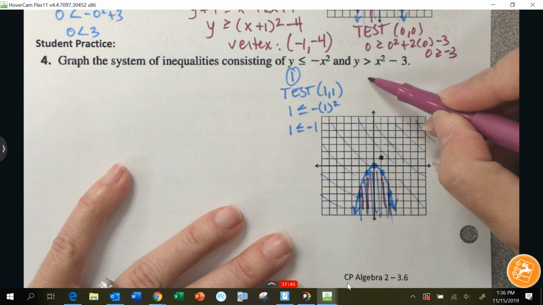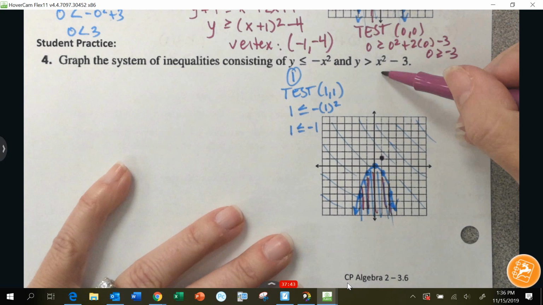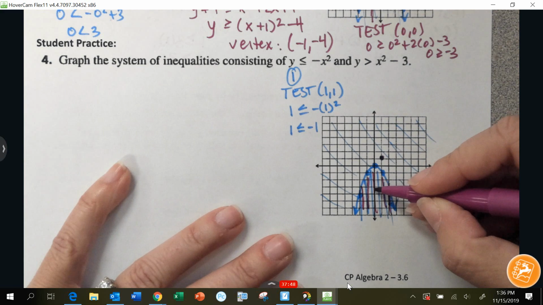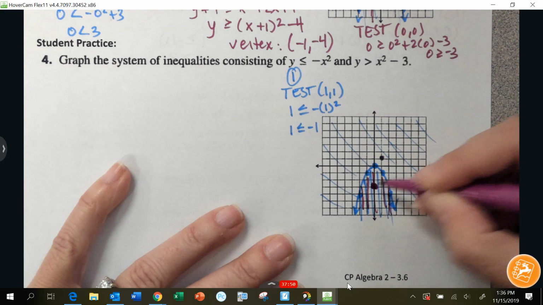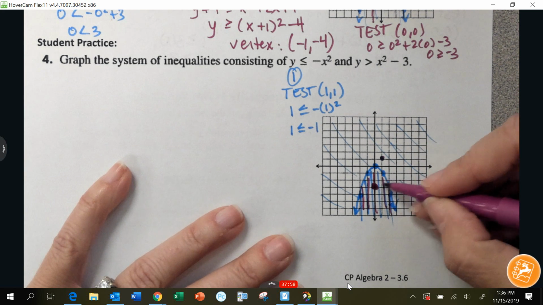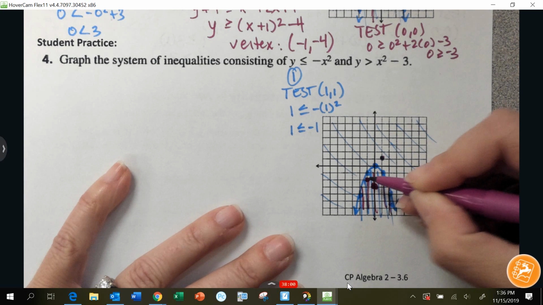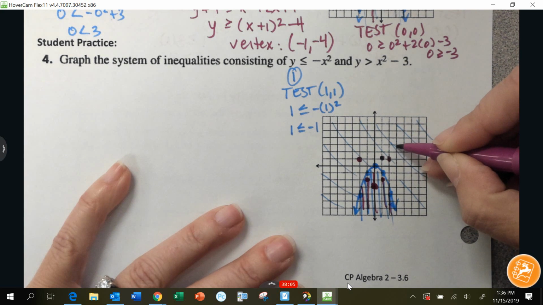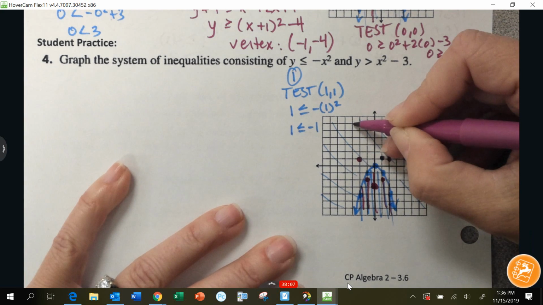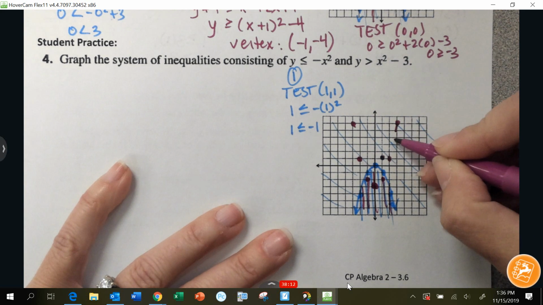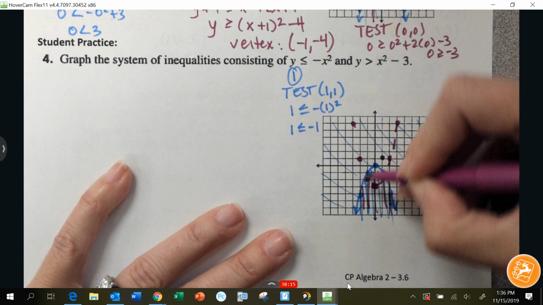Okay, and what about y is greater than x squared minus 3? Where's my vertex? 0, negative 3. Okay, there's my vertex, and what do I know about this? There's no questions, so you can do it right away. So I can do the pattern. And is it solid or dashed? Dashed.